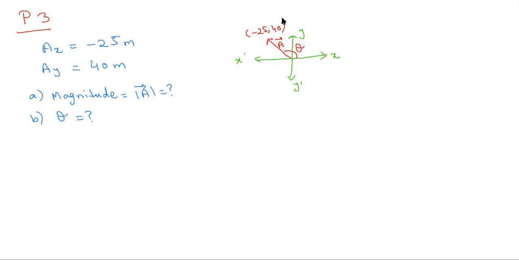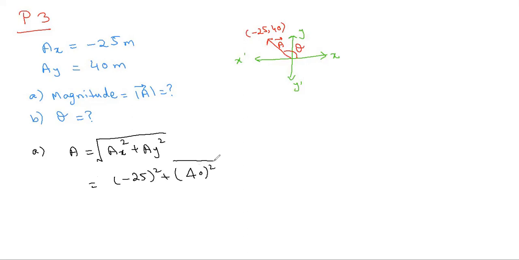This is quite an easy problem to find the magnitude of a vector. We just have to take the square of the components and then find the square root. So A equals the square root of A x squared plus A y squared. By putting the values, minus 25 squared plus 40 squared, A will be 47.2 meter.